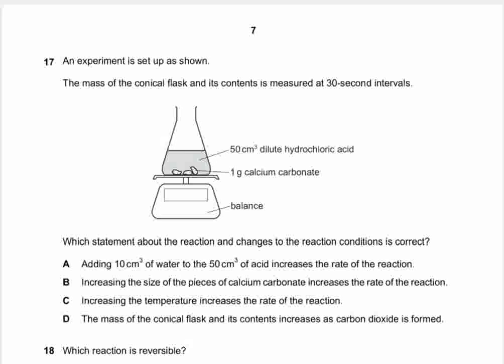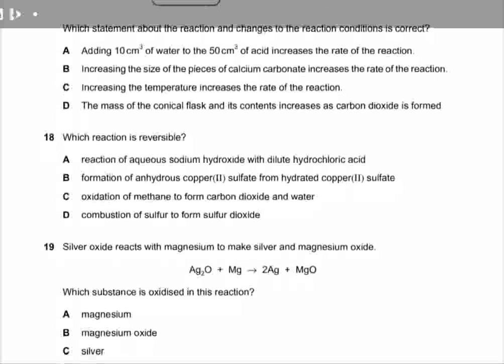Increasing the temperature increases the rate of reaction. Yes, because when you're increasing the temperature, the particles' kinetic energy increases, they collide more rapidly, more effective collisions, and then yes, the rate of reaction increases. So the C option is the correct one. And the D option is, the mass of the conical flask and contents increases. Look, carbon dioxide gas is formed, it's a gas. It releases from the system. So that option is incorrect. So only the C option.